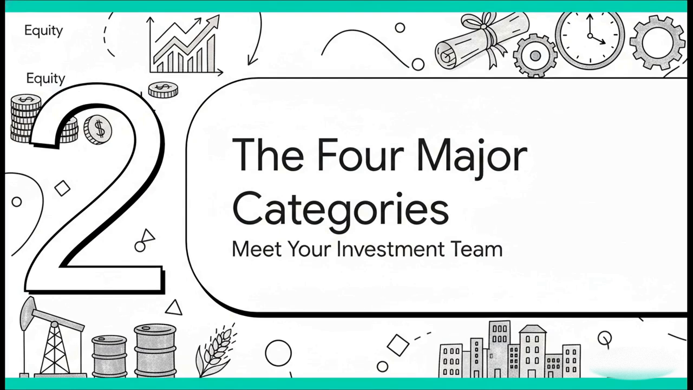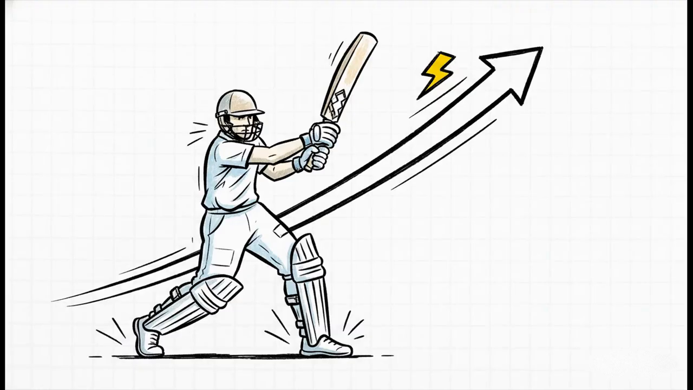All right, so let's meet the key players on this investment team of yours. There are 4 major asset classes that you absolutely have to know inside and out: equity, fixed income, real estate, and commodities. First up, we have equity, which you probably know as stocks or shares.